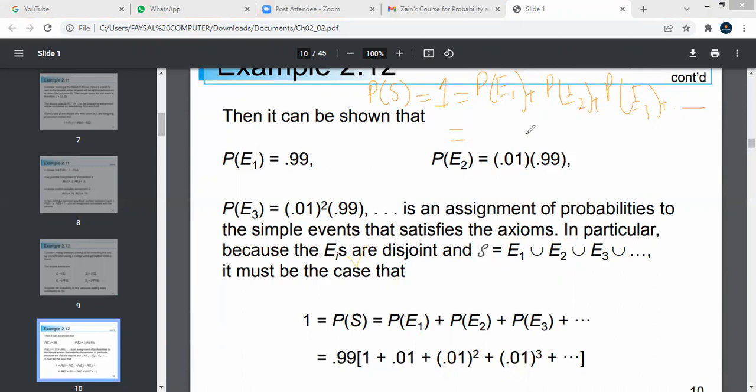So what will be the value? Basically 0.99 is constant, as you see there is 0.99 in each term. So I will take 0.99 common. Then for E1 there is no other parameter, so it will be 1, plus in E2 there is 0.01, so it will be 0.01. Now in E3 it is 0.01 squared. In E4 it will be 0.01 cubed. Then it will be 0.01 to the power 4 and so on. After this, we can find the value of P(S) for the whole system.